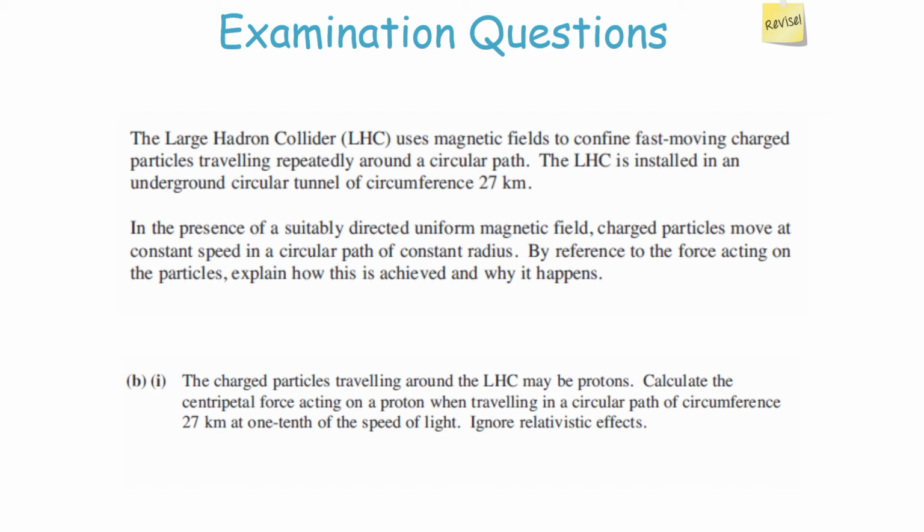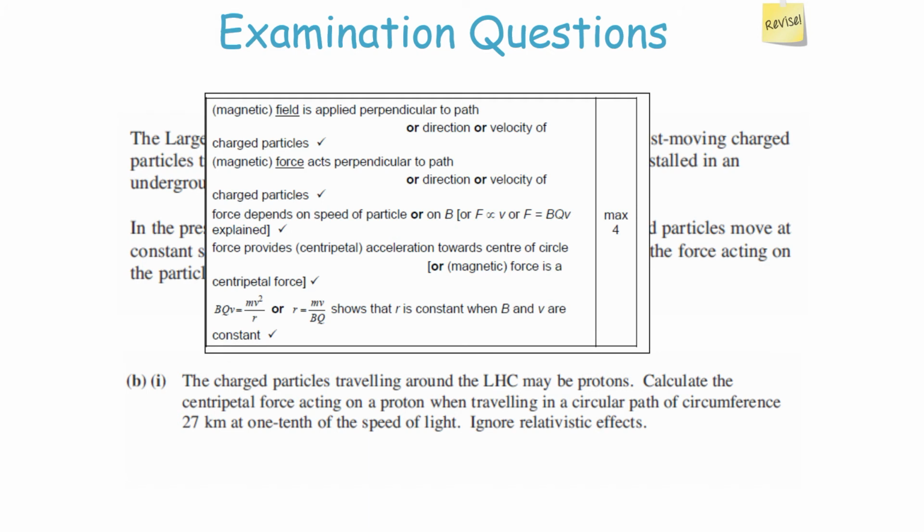So, it's an important idea to note the following. Explain why they move at a constant speed in a circular path. Well, the magnetic field is applied perpendicular to the path. It's very important that you always remember in a particle accelerator such as a cyclotron, the magnetic field acts perpendicular to motion and the electric field acts parallel to motion. So therefore, if the magnetic field acts perpendicular to motion, it will act as a centripetal force.